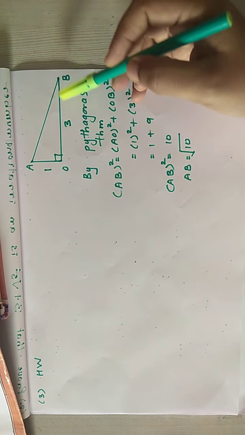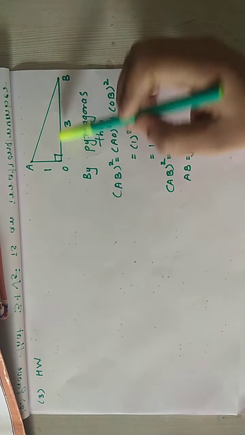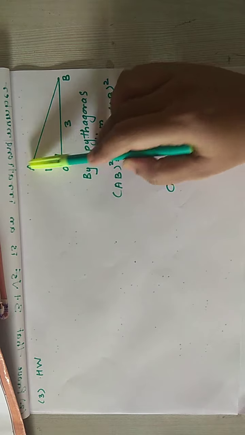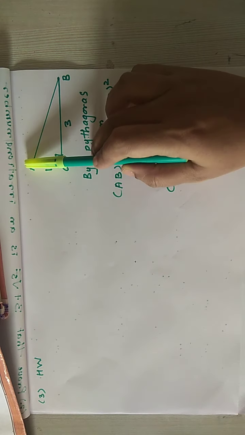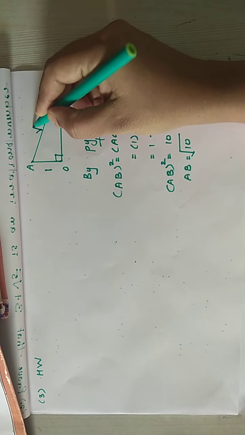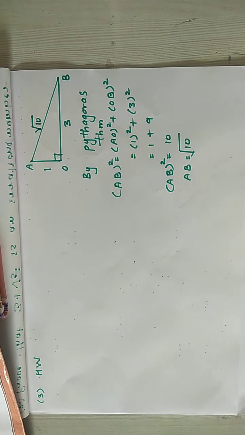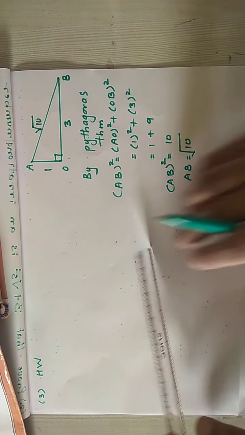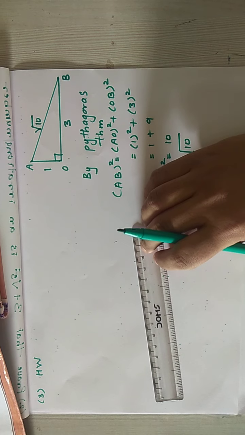Okay. So here we need a right angle triangle whose one side is 3 and whose other side is 1, which will give you a hypotenuse of root 10. Okay, so let's start with constructing root 10 on the number line. You take a scale.